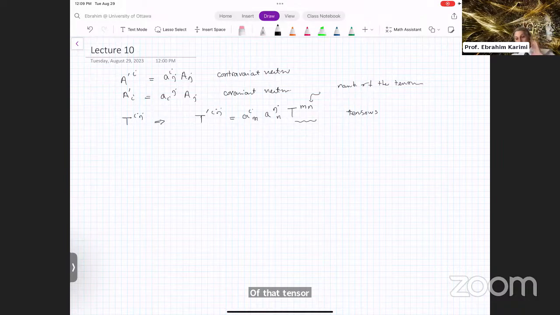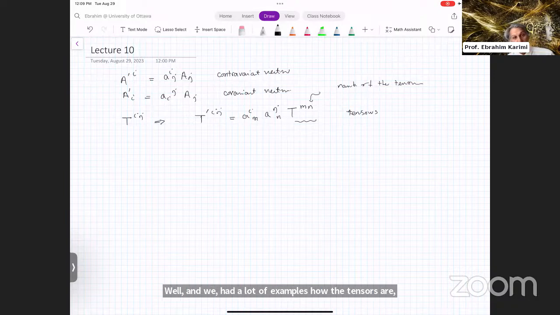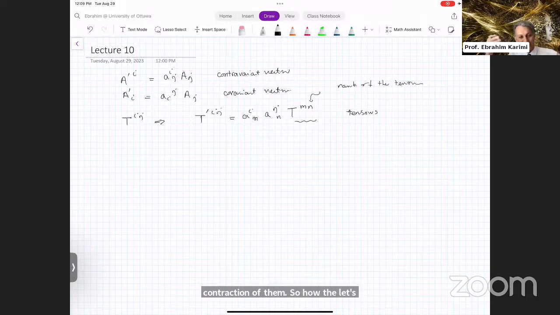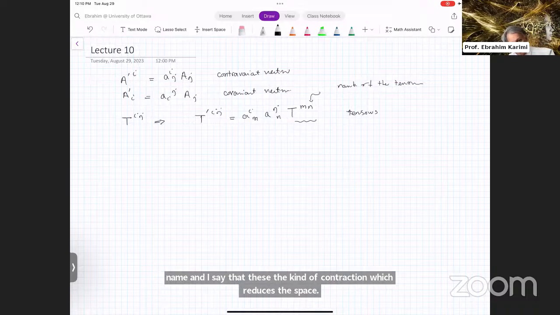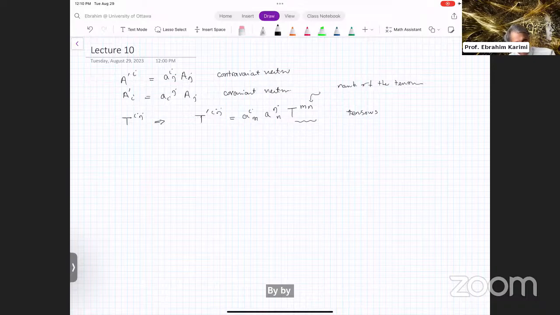Well, and we had a lot of examples of how the tensors are calculated. We looked into the product of them, and we looked at the contraction of them. So you can reduce, and I made an example of dr dot the name, and I said that this is the kind of contraction which reduces the rank by two values.